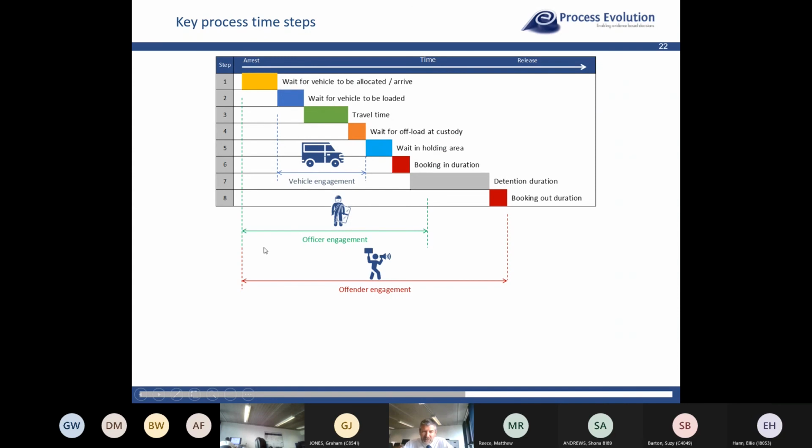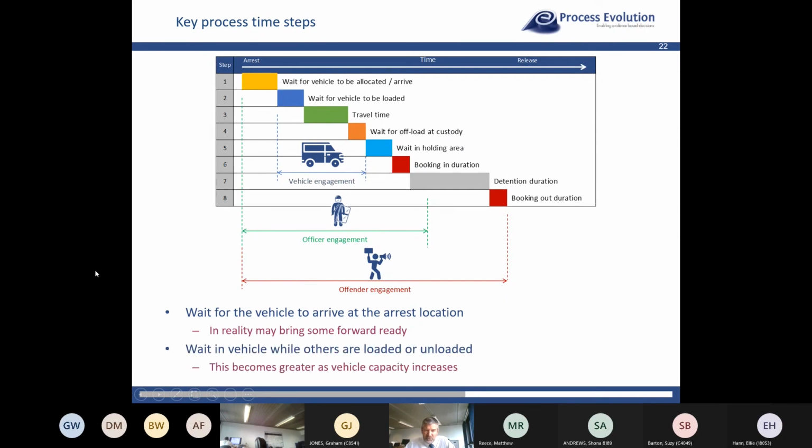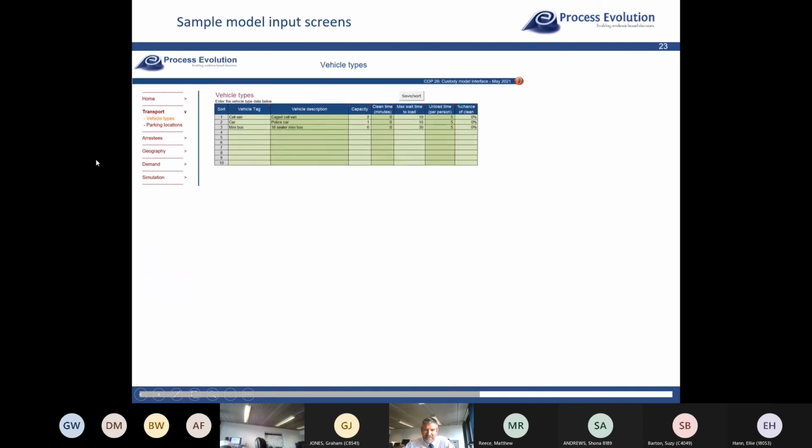So in terms of a Gantt chart of what's going on, well, the arresting officer is engaged from the point of arrest until somewhere after the booking in has occurred. The vehicle itself is going to be engaged from when the arrestee is picked up to when they're dropped off in custody. And the offender is going to be engaged all the way through the process. So obviously we need to wait for the vehicle to arrive at the arrest location. In reality, we might call some vehicles forwards, or we might wait until we've got vehicles until we make arrests.